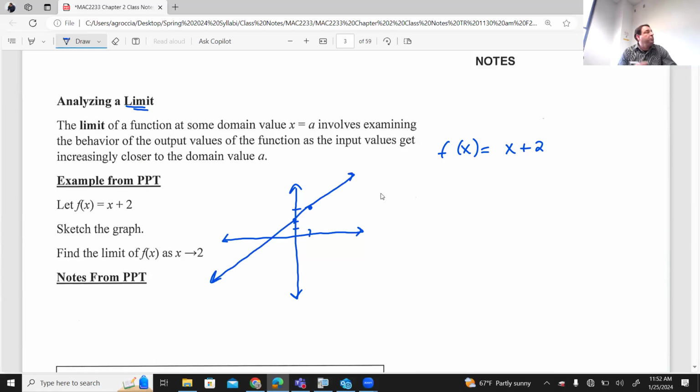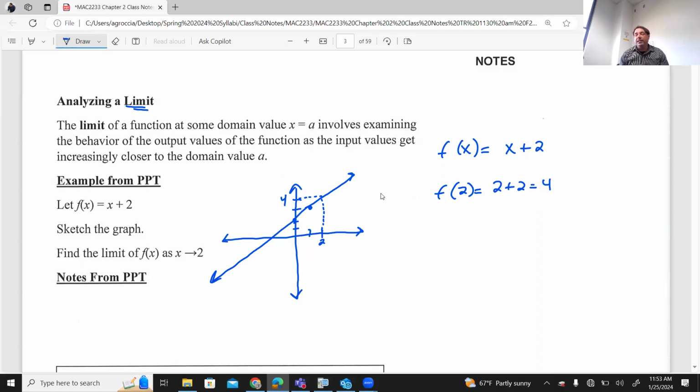And if I asked you right off the bat, what happens when you plug in, let's say, 2? You would say 2 plus 2 equals 4. And you can verify that with a graph, because when you plug in 2, you would get the answer of 4. Everybody totally comfortable with that? Okay, here's what we're going to do.